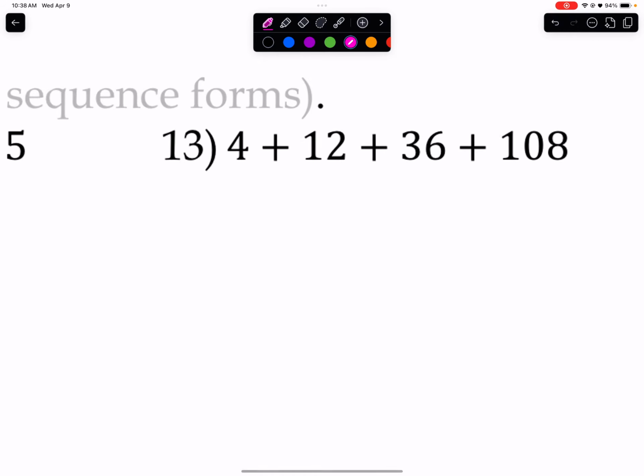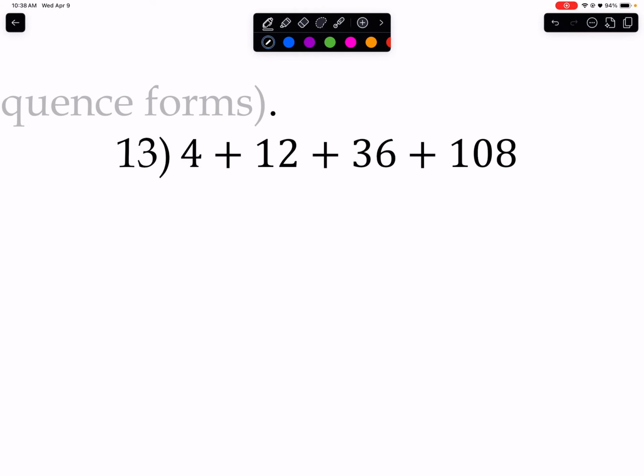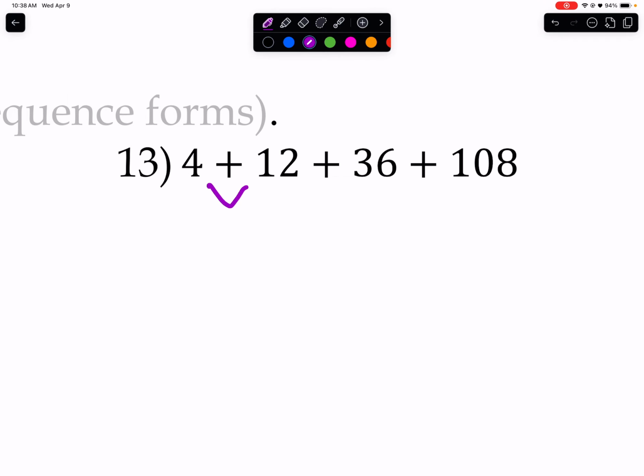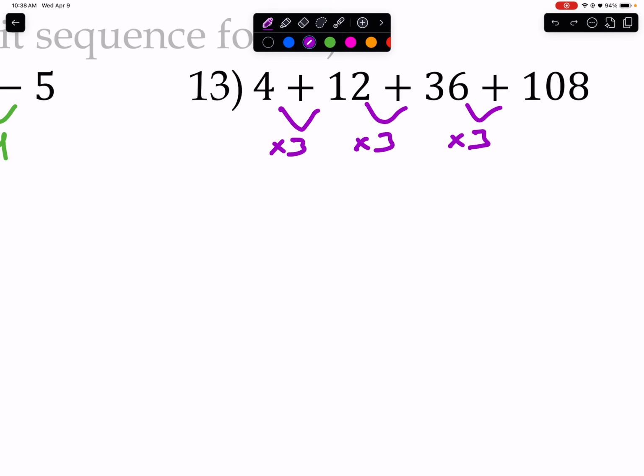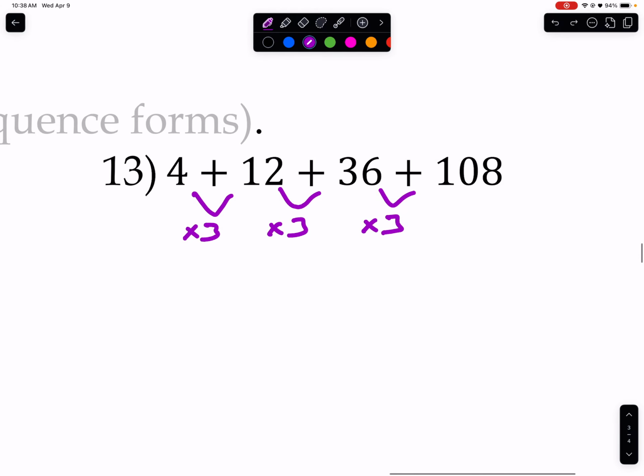Now moving on, now looking at 13. So if I go from 4 to 12 to 36 to 108, well, my change here is actually going to be times 3. So this tells me we're looking at geometric. And then also notice there's no ellipsis at the very end, which means this is going to be finite. So we have 1, 2, 3, we have 4 terms.